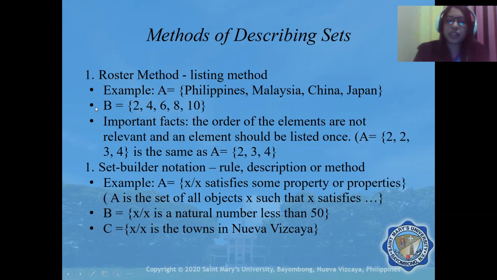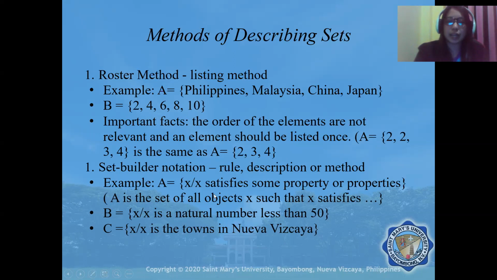Even if, for example, we introduce a set that contains 2 and 2 and 3 and 4, this is actually the same as 2, 3, and 4. So each element should be listed once. The correct one is 1, 2, 3, and 4 only.